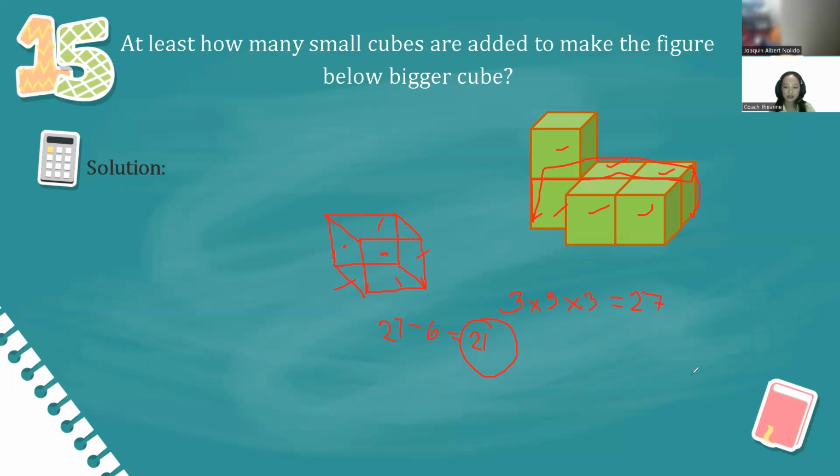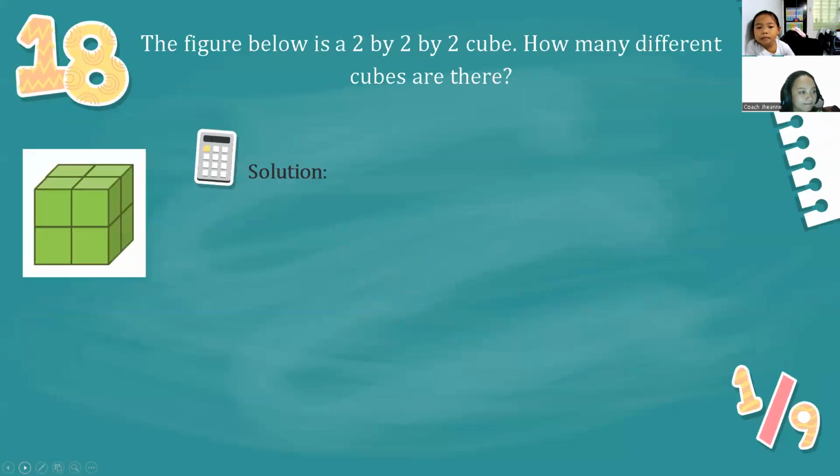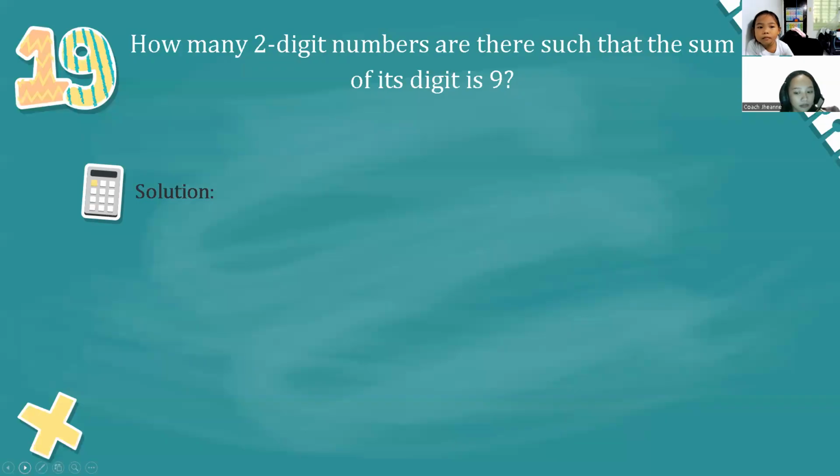17, 14. Number 20, it should be number of groups and number of elements. So let's see, number 20. Number of groups. How many 2-digit numbers are there such that the sum of its digits is 9? Is this true?